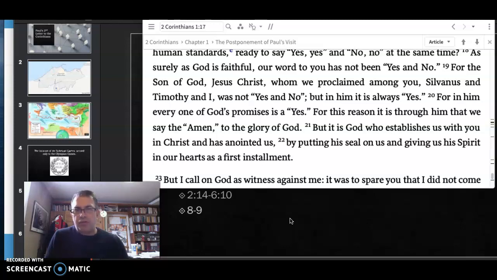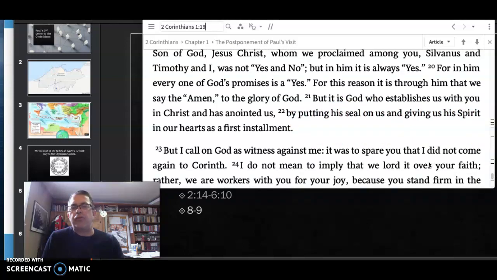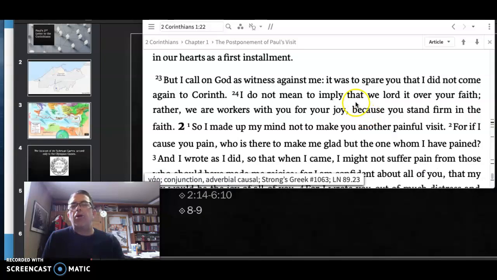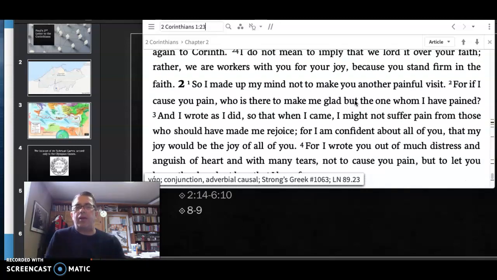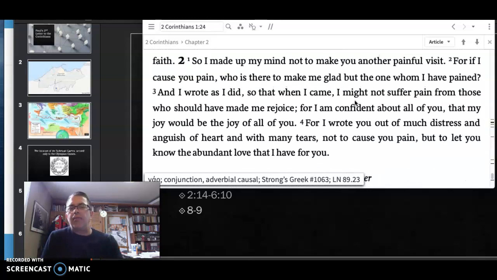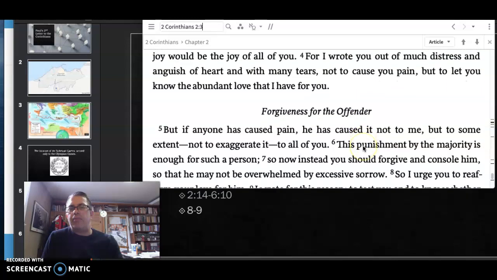Let me show you this first one. Notice how in chapter 1, it is God who establishes us with you in Christ and has anointed us by putting his seal on us and giving us his Spirit in our hearts as a first installment. But I call on God as a witness against me, it was to spare you that I did not come again to Corinth. I did not mean to imply. And so he keeps going, right? He keeps going here, and he's talking about his love for them.